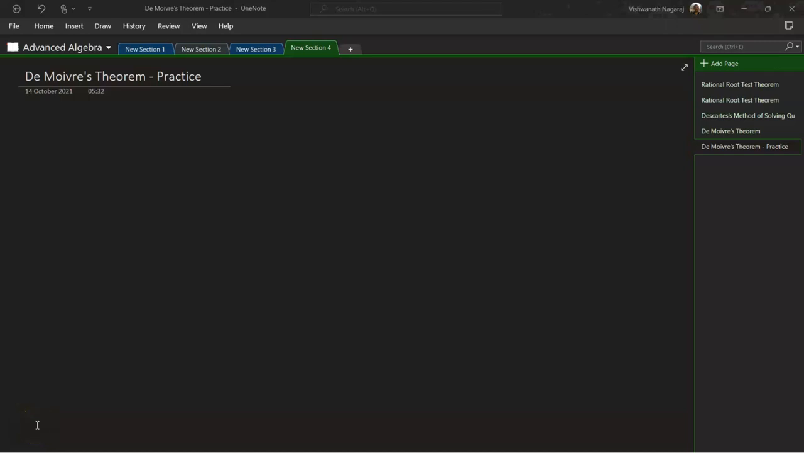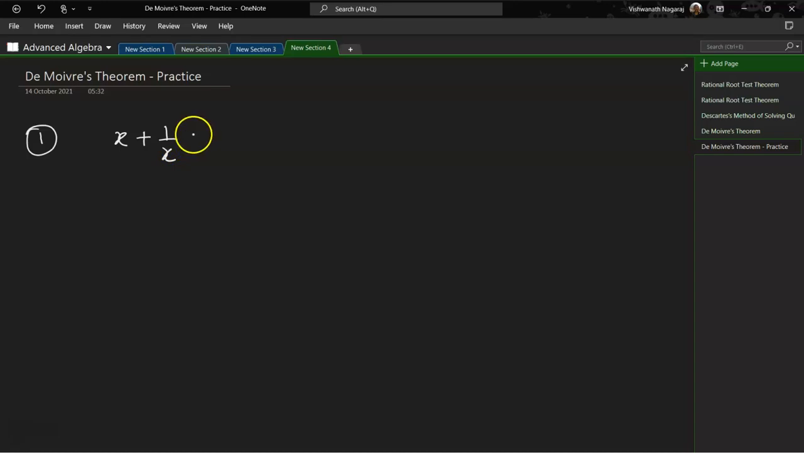Let's do a couple more problems. Okay, let's do the first one. Let's say we are given x plus 1 by x is equal to 2 cos theta and y plus 1 by y is equal to 2 cos phi.